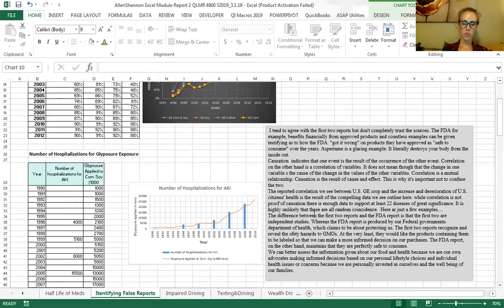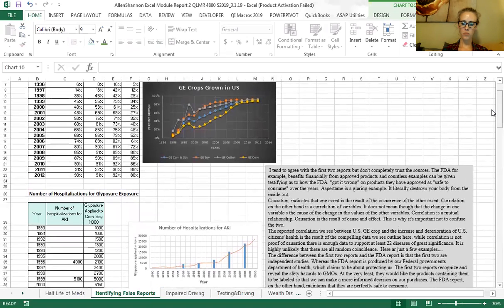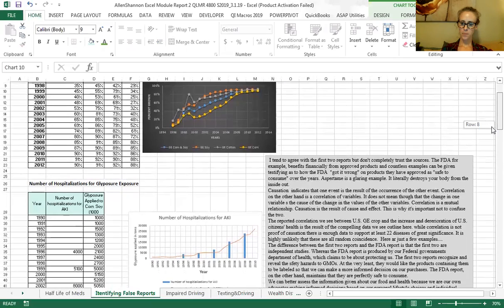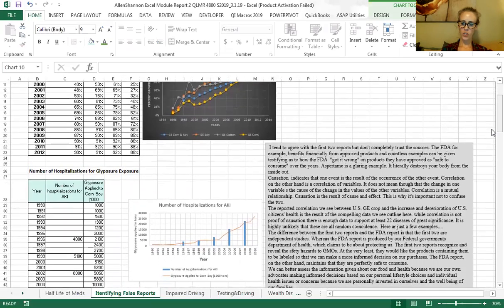The reported correlation we see between the U.S. GE crop up here and the increase and deterioration of U.S. citizens' health is a result of the compelling data that we see outlined here. While correlation is not proof of causation, there is enough data to support at least 22 diseases. 22 diseases of great significance. It's highly unlikely that these are all random coincidence. Here are just a few examples.